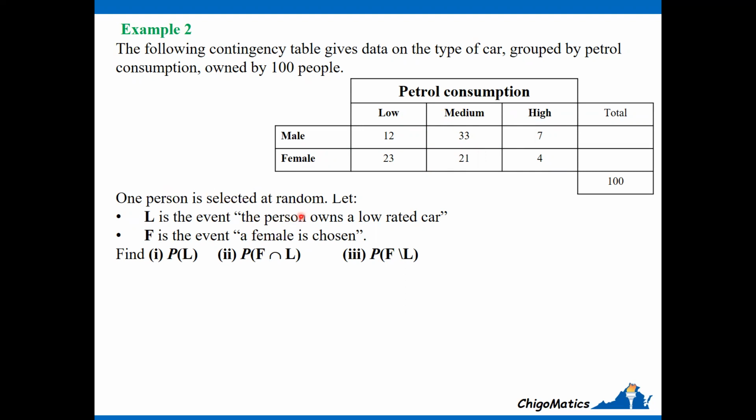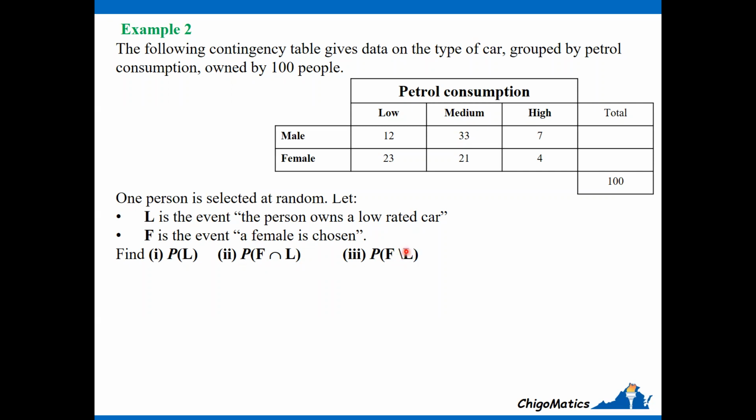So as continuation of the problem, I was simply explaining so that we understand the table, right? We are saying one person is selected at random, right? We let L be the event the person owns a low rated car. So L corresponding to low rated car. F is the event, a female is chosen, right? So our task now is we want to find the probability, Roman figure 1, probability of low rated car. Then probability of female intersection low rated car, meaning that females use the low rated car, right? Then probability of female, given that the low rated car is where these females are, right?